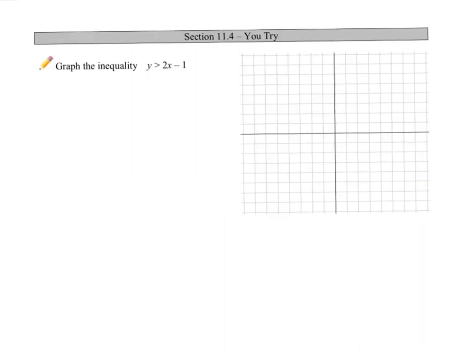All right. Here's one for you to try. So pause it, try to graph this one, pay attention to what kind of line and where to shade, and then come back and see if you were correct. Now, you may not have graphed this many points. You might have just grabbed a couple from Desmos, and that's fine.